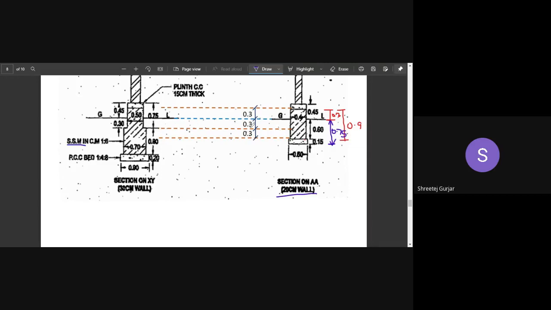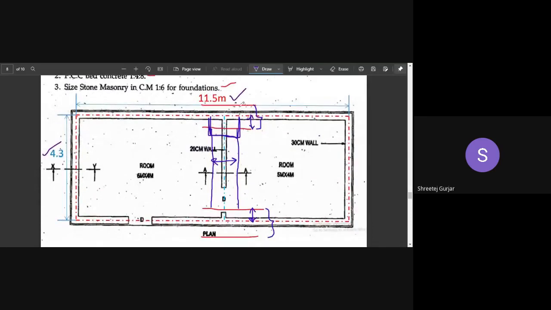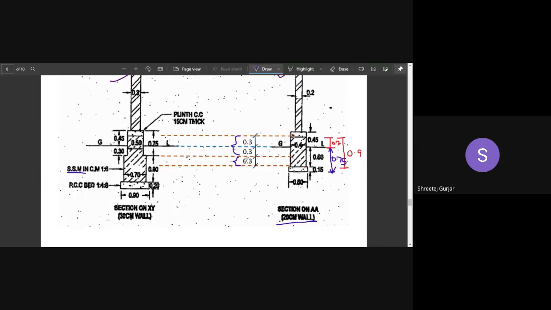So we have to calculate this part separately. Even though this has no steps like the 30 centimeter wall, the 30 centimeter wall is coming in contact with it here at the junction, right? At the junction, if you see the levels, it has different levels. This width is different, this width is different. So for different widths, we have to calculate it separately.